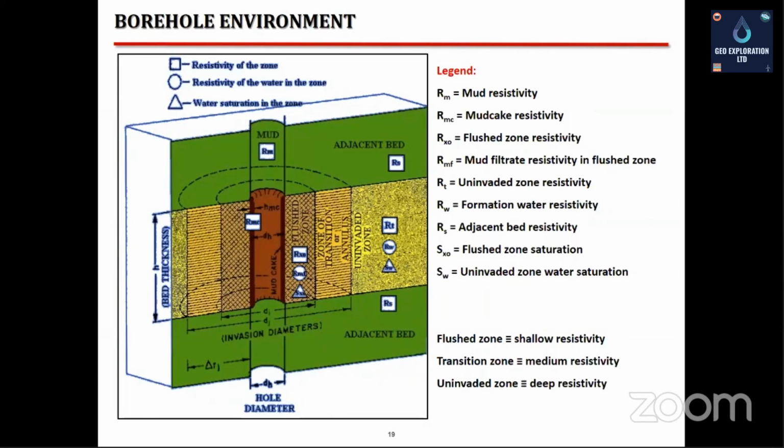Farther away from the wellbore is the uninvaded zone containing the actual formation fluids. This corresponds to the true resistivity of the formation, which gives us the resistivity of the formation fluid. Resistivity is usually measured in all the three zones and correspondingly called shallow, medium, and deep resistivity, where shallow resistivity is obtained in the flushed zone, medium is obtained from the transition zone, while deep resistivity is obtained from the uninvaded zone.